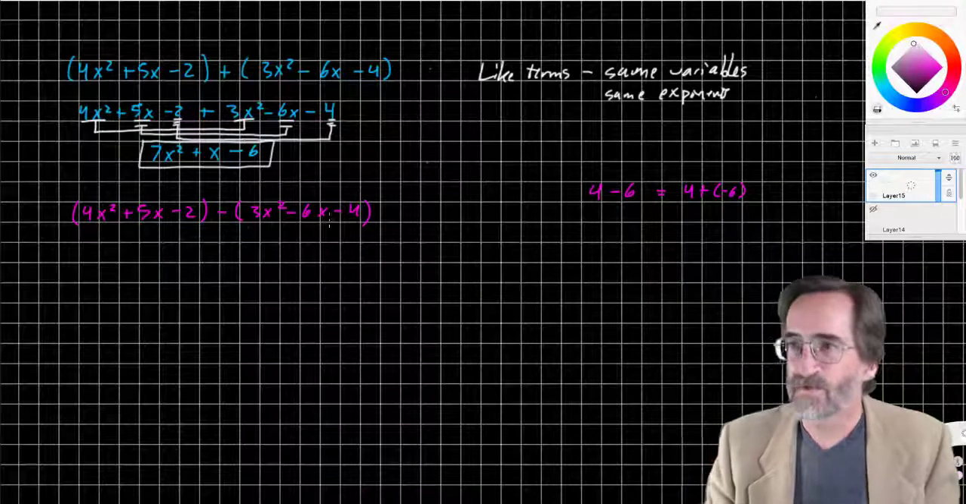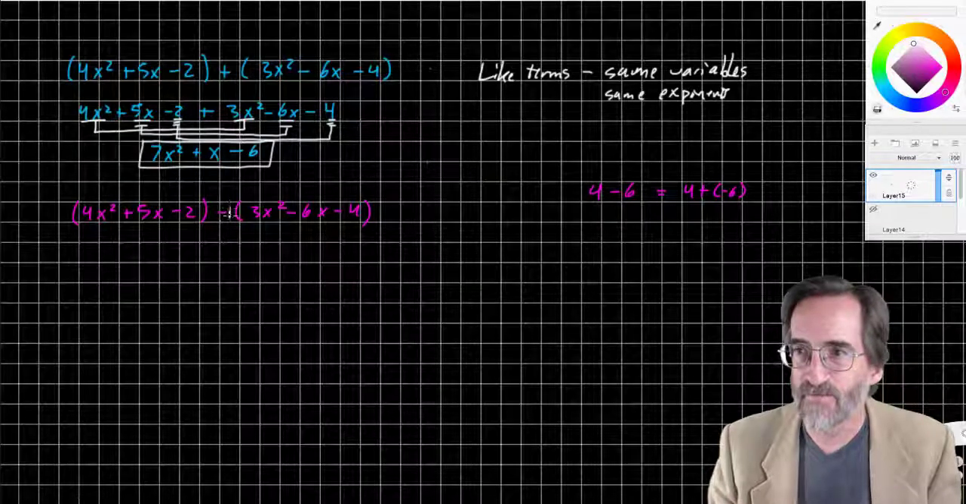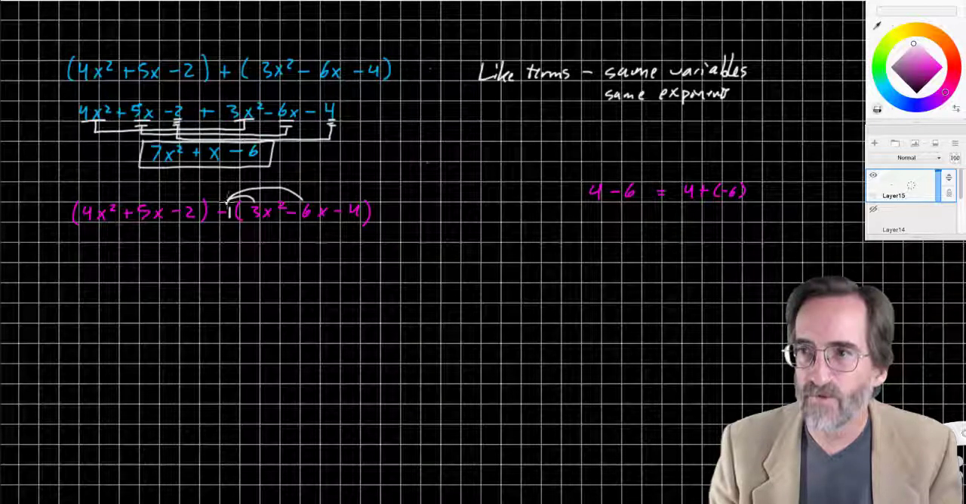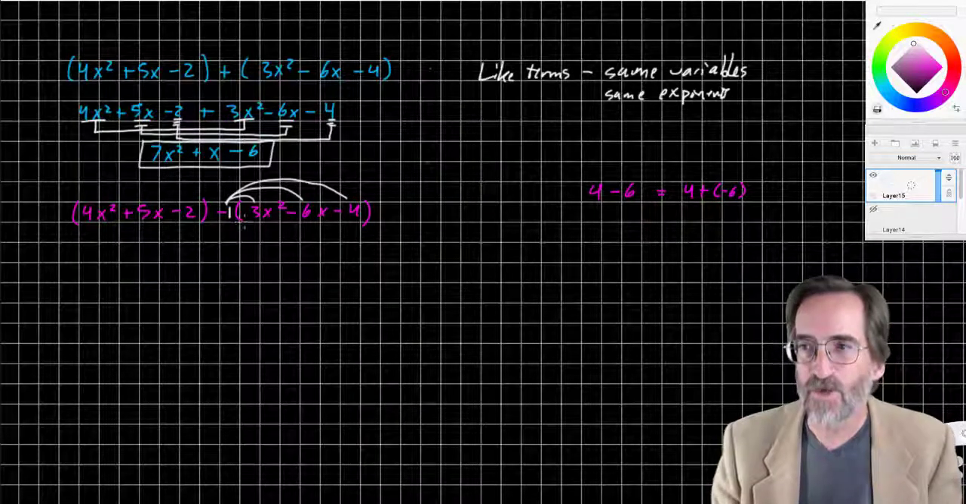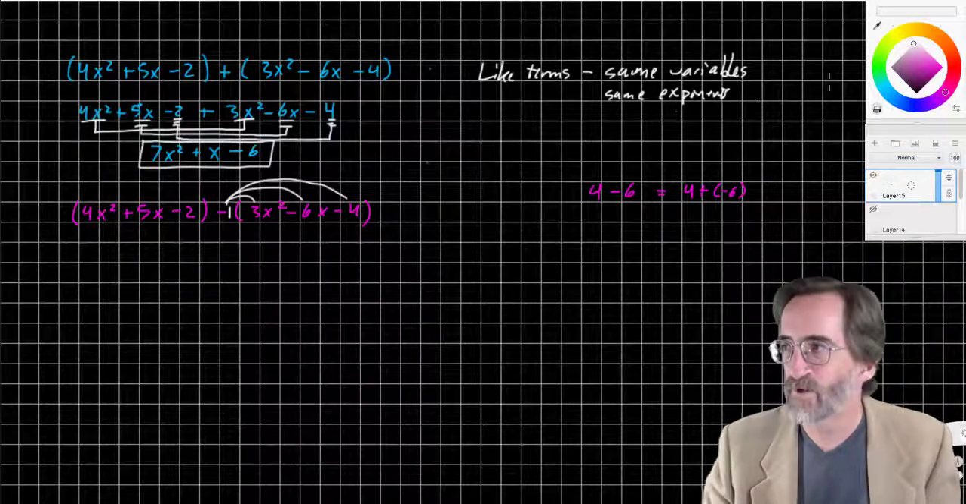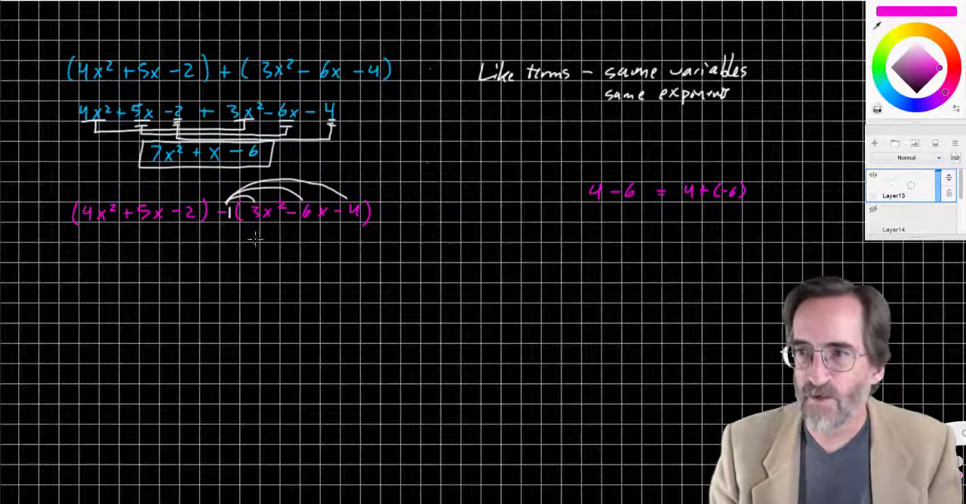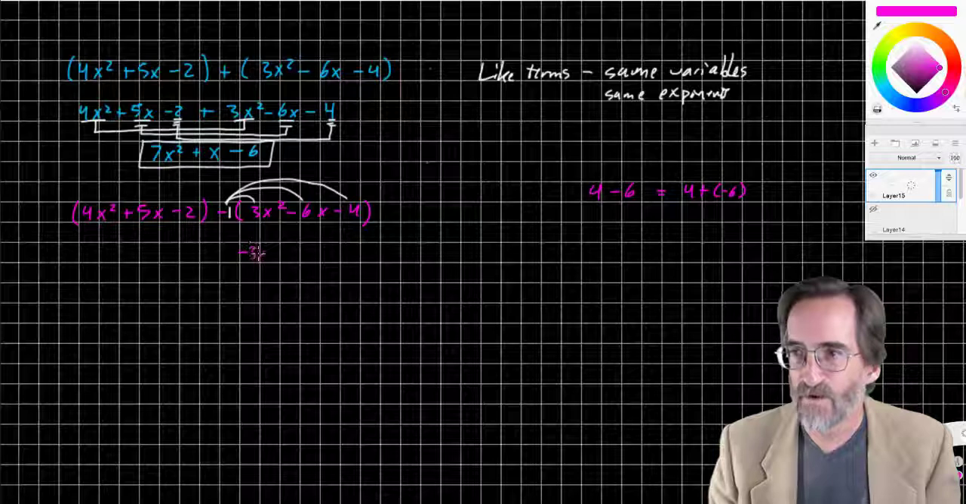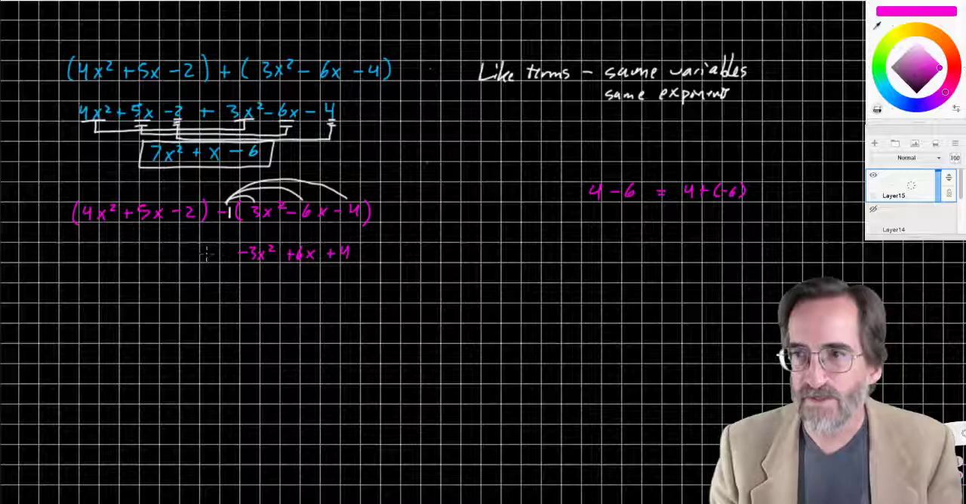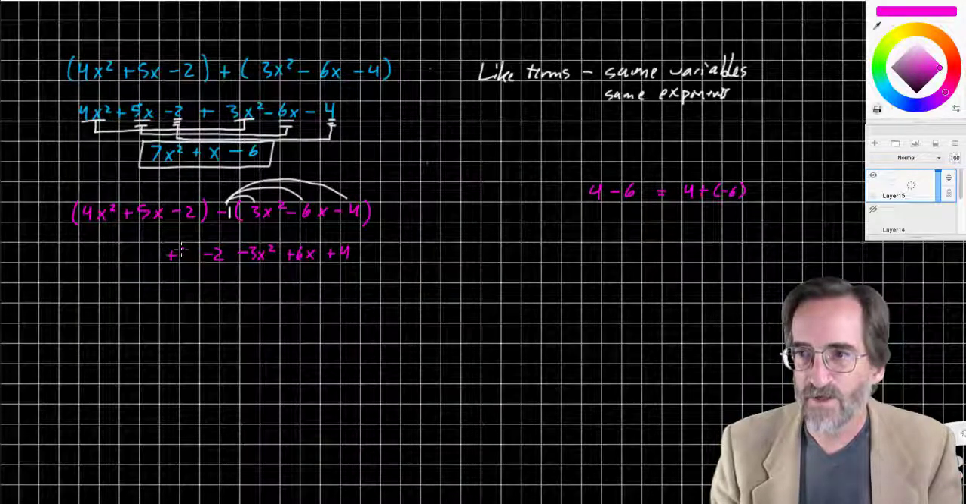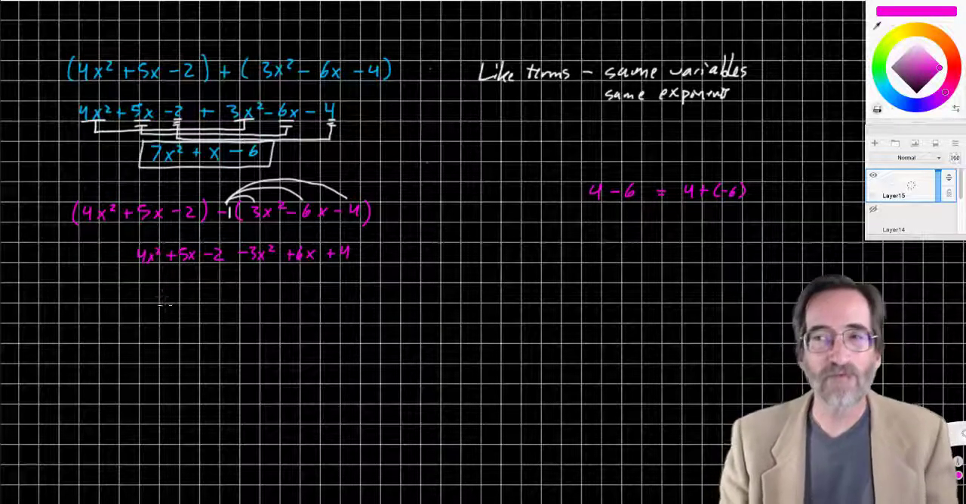So what I'm going to do is I'm going to take the minus, think of it as a -1. I'm going to distribute that to every term in the parentheses. In effect, that's going to change the signs of every number. So positive 3x squared is going to become negative 3x squared. Negative 6x is going to become positive 6x. Negative 4 is going to become positive 4. And everything else is the same. -2 plus 5x and 4x squared. And now we're back to what we were doing before.